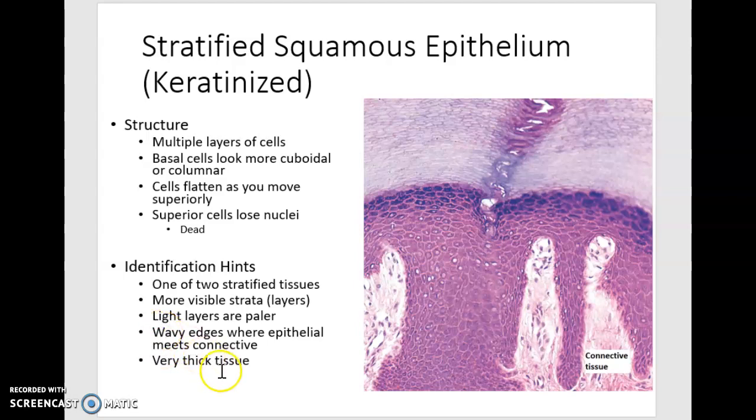This is one of the two stratified tissues that have more visible strata or layers. You can see all the layers. And the wavy edges where the epithelium meets the connective tissue, such as here. This is a very thick tissue.